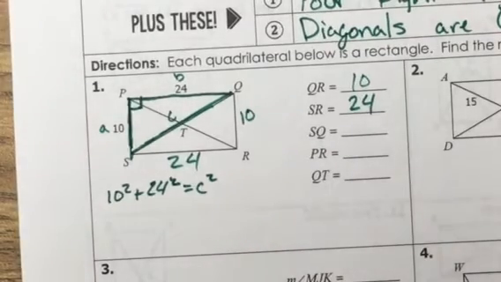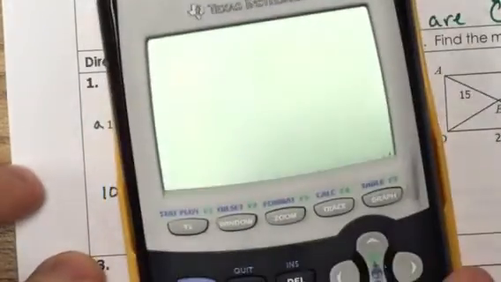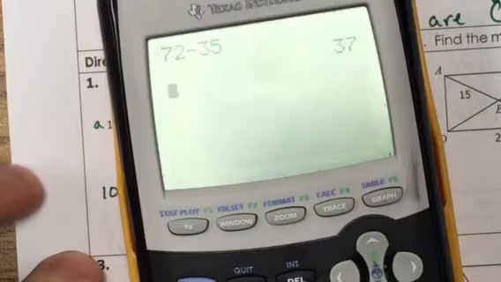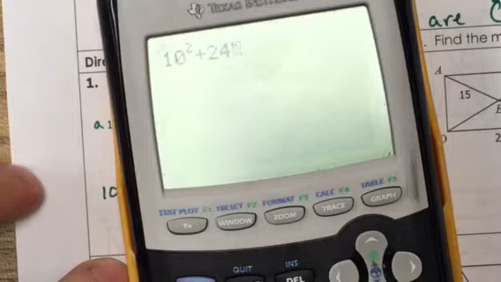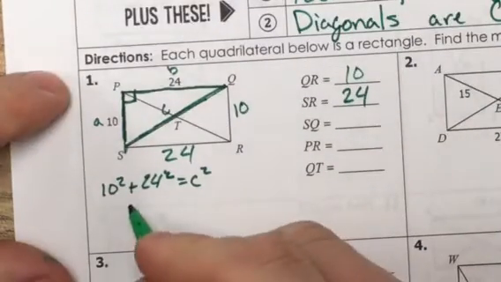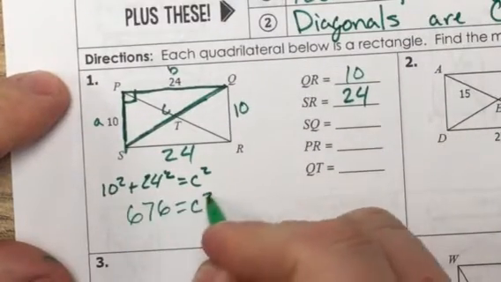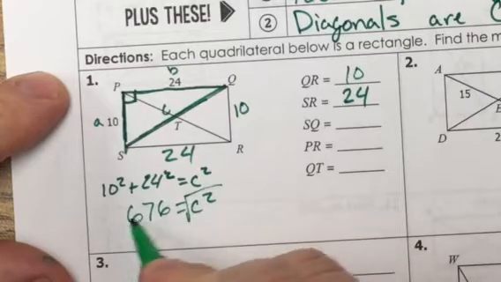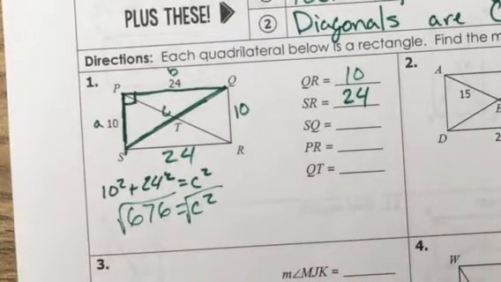So as you're doing this, easiest thing to go ahead and do is type it in your calculator. Put this down right here in front of you, and I'm going to say 10 squared plus 24 squared. Take that, that's 676 is C squared. 676 equals C squared. And then I want C, so I'm going to take the square root of both sides.